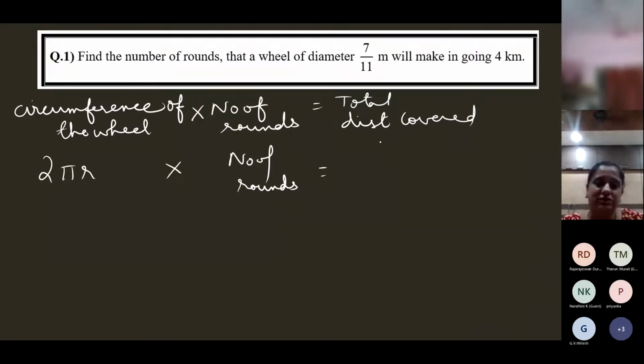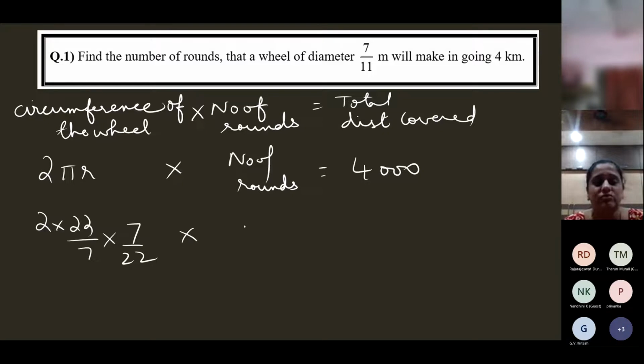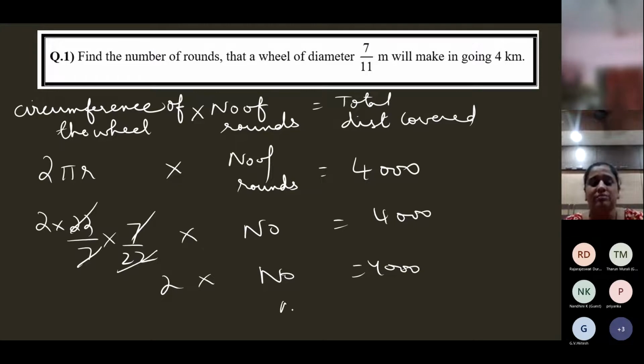Diameter is in meters, so 2 pi r is going to be in meters. So 4 kilometers, you write as 4,000 meters. Total distance covered is 4,000 meters. Now 2 into 22 by 7 into r, which is 7 by 22, into number of rounds is equal to 4,000. Like this also you can do. So 22 and 22, 7 and 7 get cancelled. So 2 into number of rounds is equal to 4,000. So the number of rounds is 4,000 divided by 2, which is 2,000.